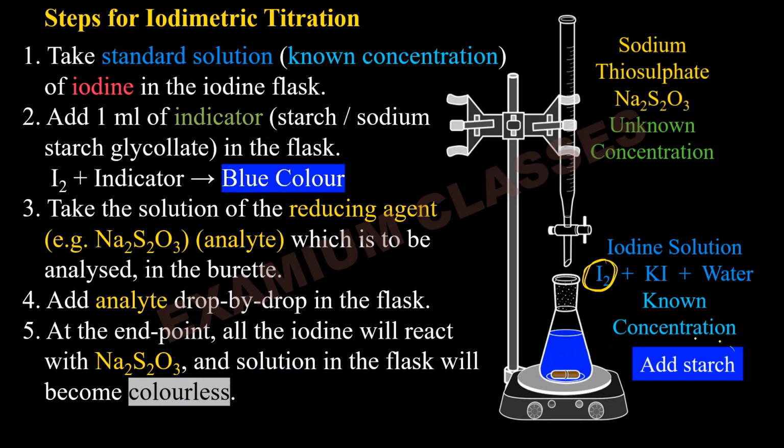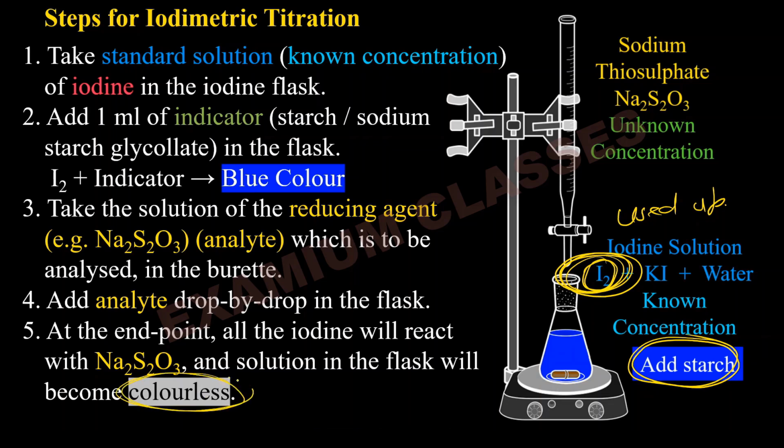Iodine with starch gives us blue color. When all of the iodine is used up, then even if starch is there, blue color will not be there. That will indicate the end point because the solution will become colorless. Means all of the iodine has been used.